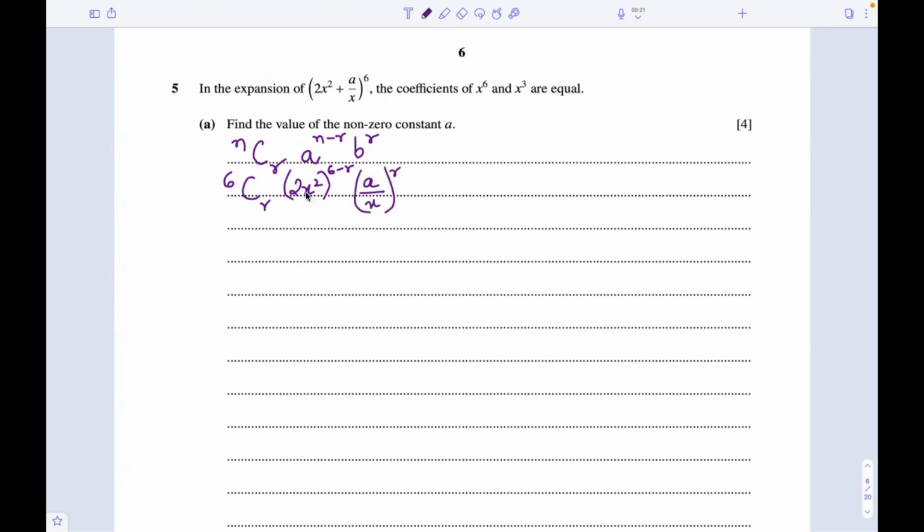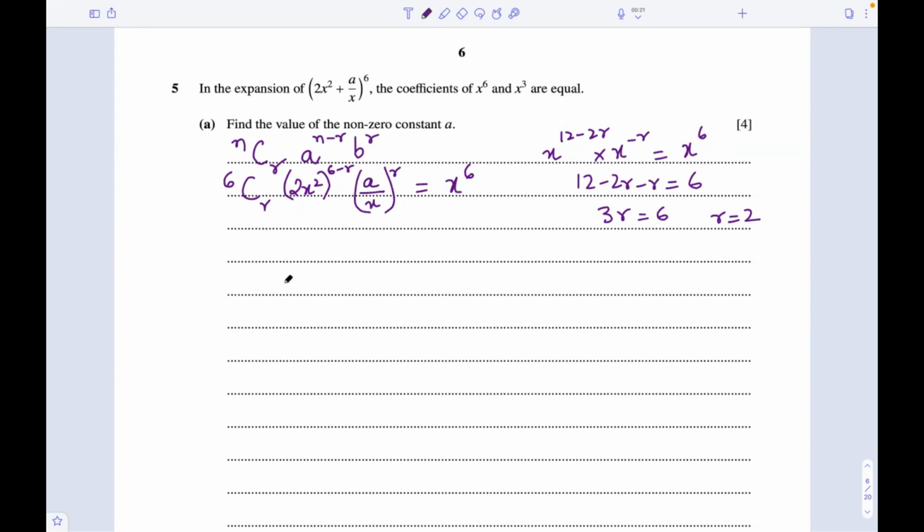Now what we know is that for a particular value of r, the powers of x will cancel out and become x to the power 6. Taking the powers of x, this will become x to the power 12 minus 2r. This will become x to the power minus r, as x is in the denominator. We are looking for the value of r which will give us x to the power 6. So we write 12 minus 2r minus r is equal to 6. So 3r is equal to 6, and r will be equal to 2.